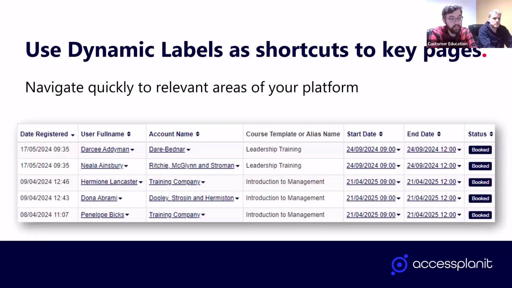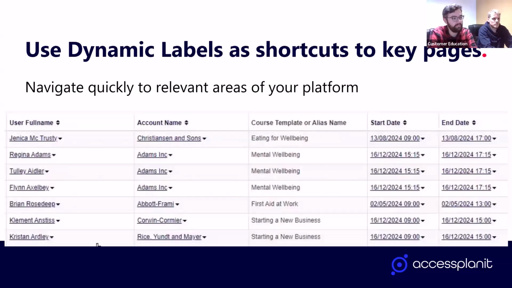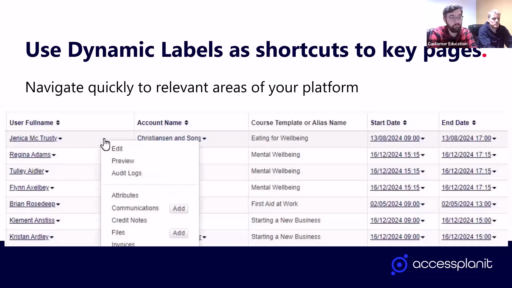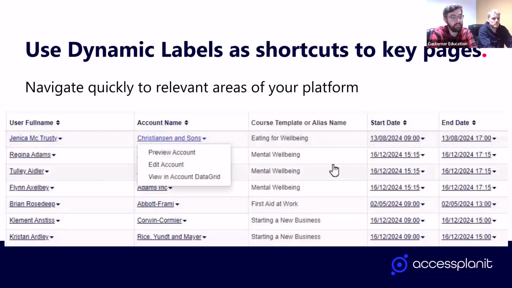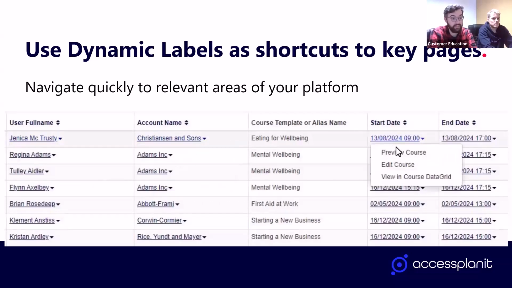And as a reminder, from your data grids, right-clicking an item will display the context menu with more options for that item, and left-clicking a dynamic label will give you the shortcut options. As a quick example, on the delegates data grid, right-clicking a delegate will display the menu options for the delegate, whereas left-clicking the username will give the user shortcut options. Left-clicking the account name will give the account shortcut options, and left-clicking the course date will give the course shortcut options.